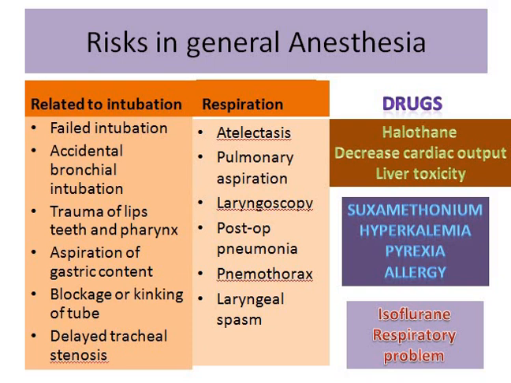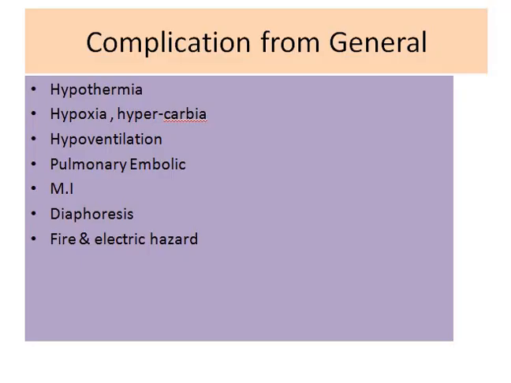Now, the respiratory problems include atelectasis, pulmonary aspiration, laryngoscopy, post-op pneumonia, pneumothorax, and laryngeal spasm. Now, drug-induced problems are halothane can cause decreased cardiac output, as well as it can cause liver toxicity, whereas suxamethonium can cause hyperkalemia, pyrexia, and even allergy, whereas isoflurane causes respiratory problems. The general complications that can occur from general anesthesia include hypothermia, hypoxia, hypoventilation.